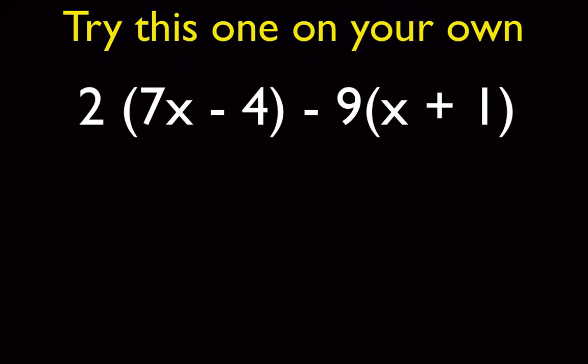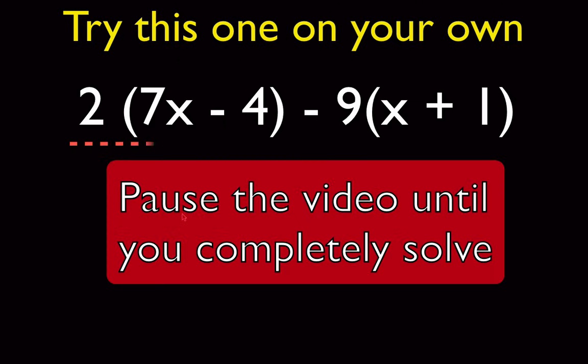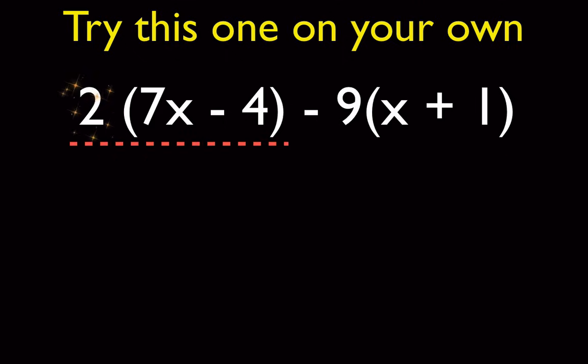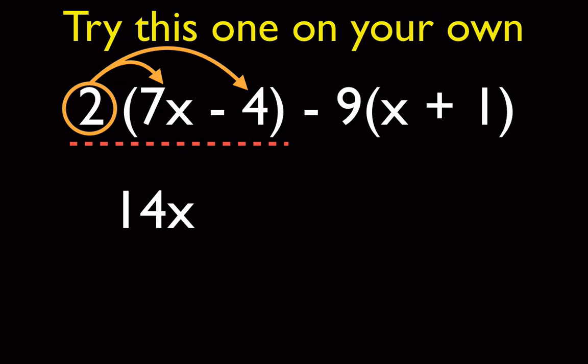Okay, let's try another one. This one again has two distributive properties. Start with the one on the left based on order of operations, and then work your way to the one on the right. So first thing, circle my 2, multiply both parts. Okay, and I get 14x minus 8.